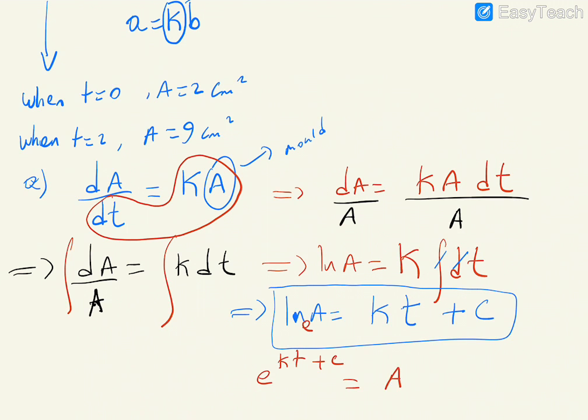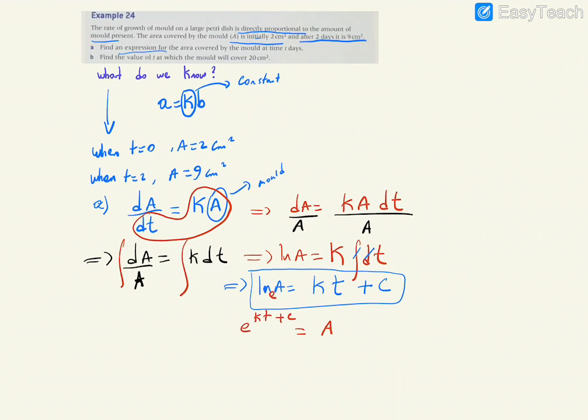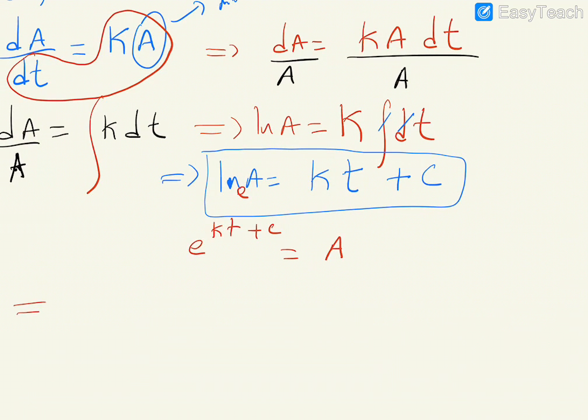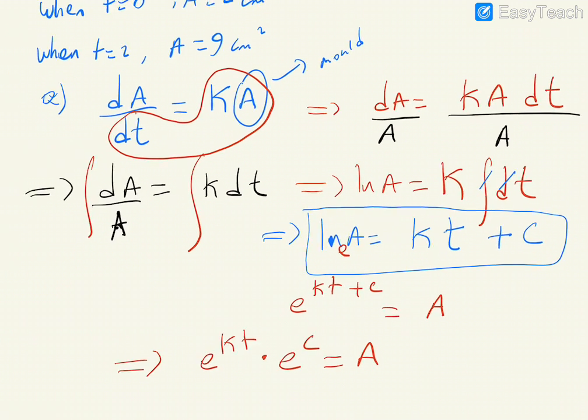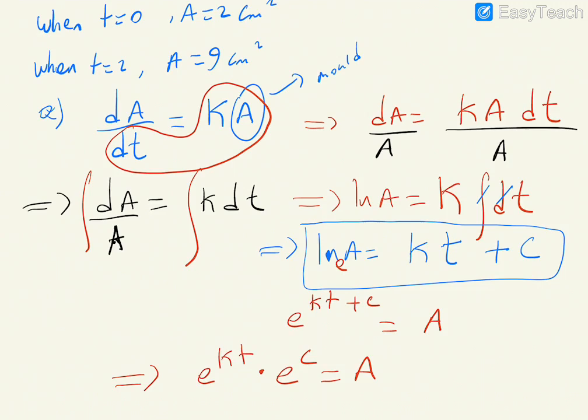equals a. Property of logarithms. Okay, so again let's write, e^(kt) times e to the power of c equals a. I know my condition: when t equals 0, a equals 2. I'm going to use both of them to get the other values.